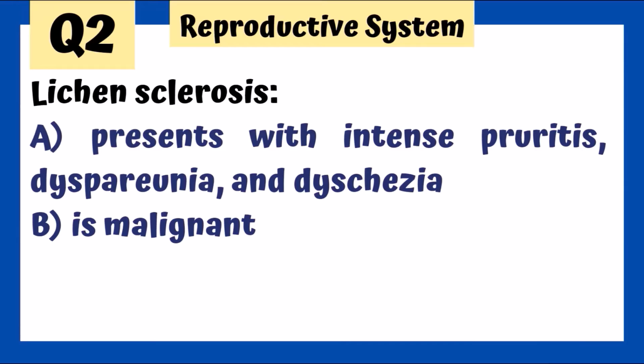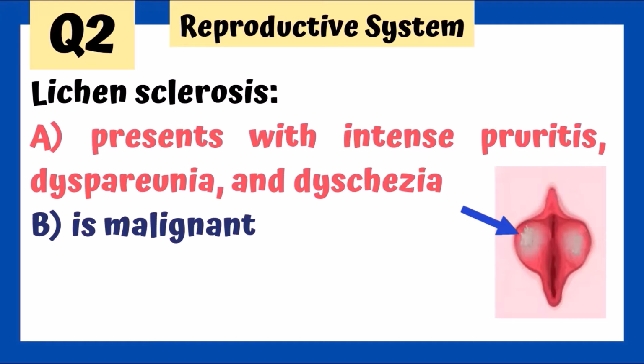Lichen sclerosus presents with intense pruritus, dyspareunia, and dyschezia, or is it malignant? So it's not malignant, it's benign, and it does present with itchiness and these other symptoms. And it's a very common condition. As we can see in the picture, it's characterized by these porcelain white plaques. And these plaques can be ulcerated or hemorrhagic.